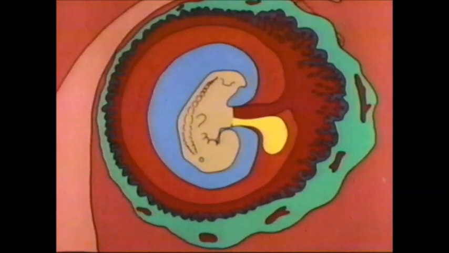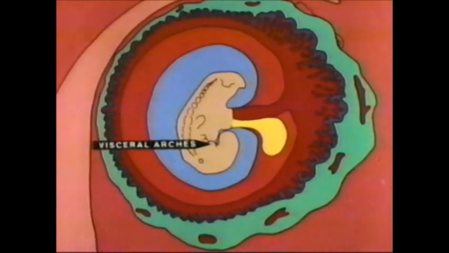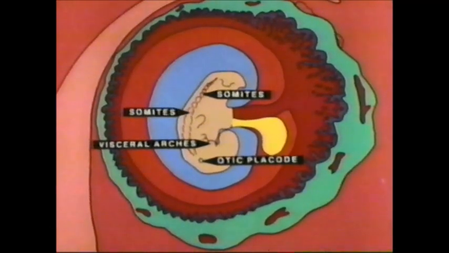Folds in the neck region are visceral arches, homologous to the gill bars of aquatic organisms. The otic placode is visible adjacent to the hindbrain, and the impression of the mesodermal somites is apparent under the skin along the back.